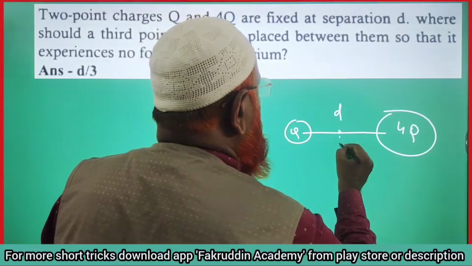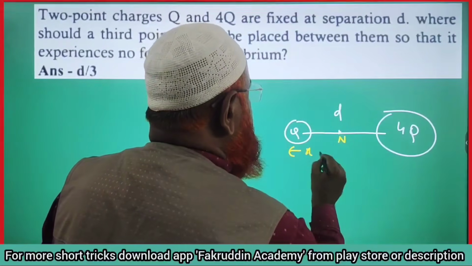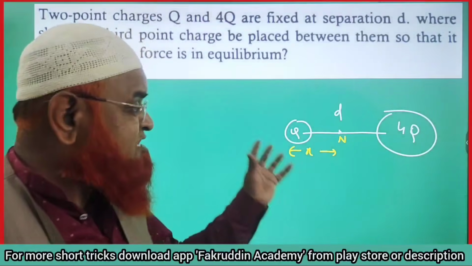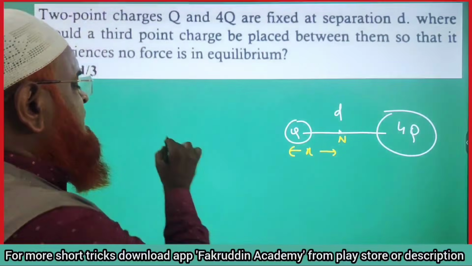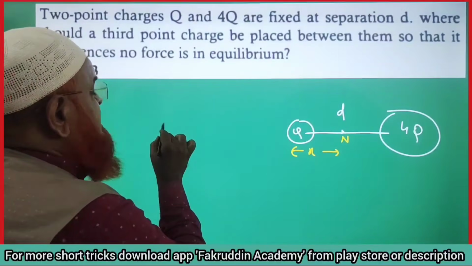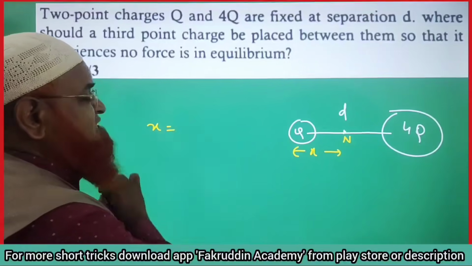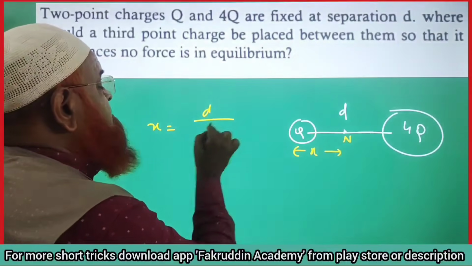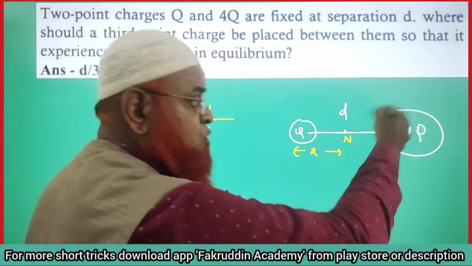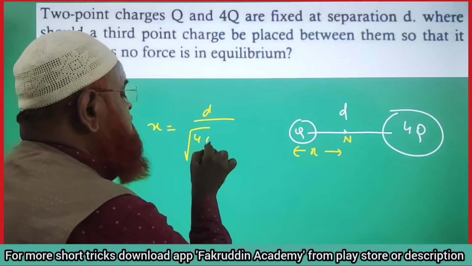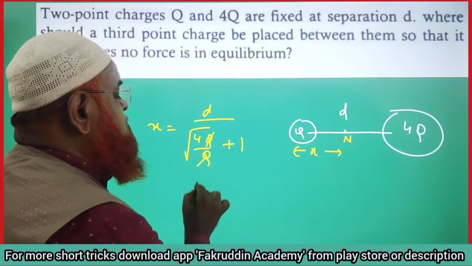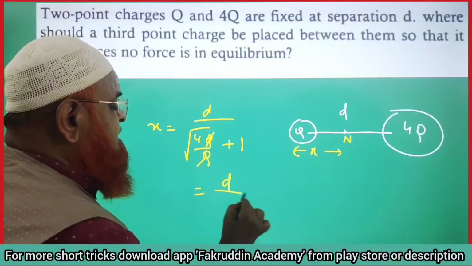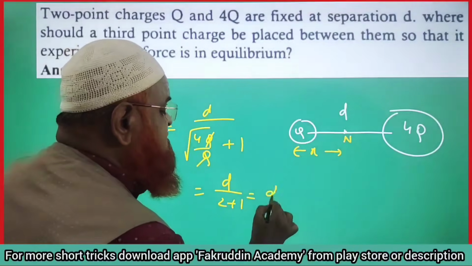This is going to be the neutral point, and you have to find out the distance x from the neutral point, from the smaller charge. How are you going to find out? The same formula you have to use. What is that formula? The distance of neutral point from the smaller charge is x is equal to d by square root of q2. q2 is nothing but 4q. q1 is nothing but q, and plus 1. q gets cancelled. d by 2 plus 1, that is d by 3.